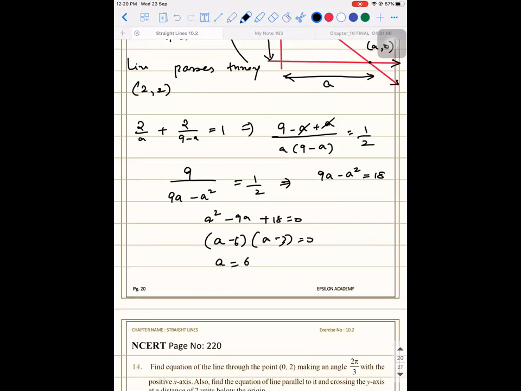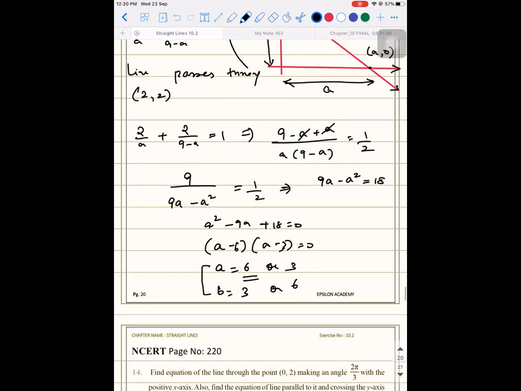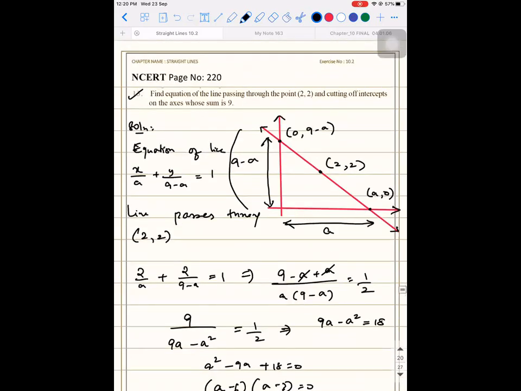A is 6 or 3. So if A is 6, B will be 3. And if A is 3, B will be 6. What is the reason for it? They told A plus B is how much? Yes, because they told the sum of the intercepts is 9.